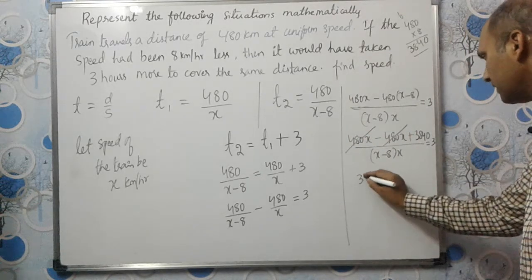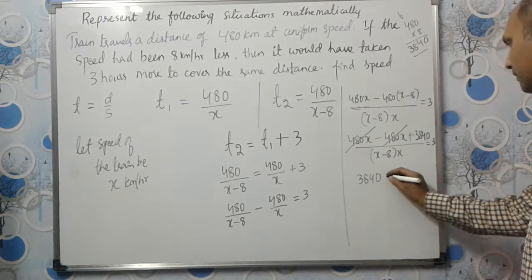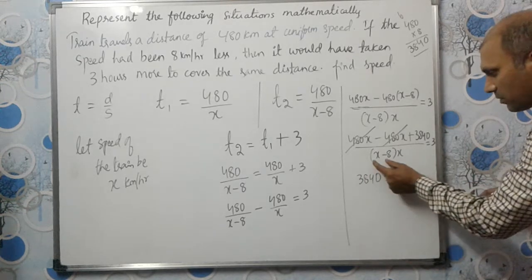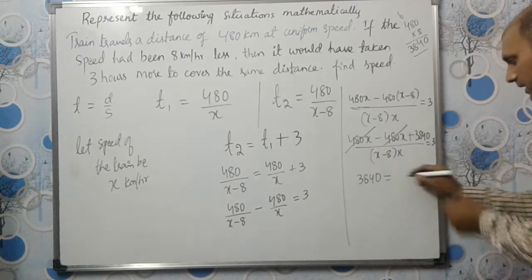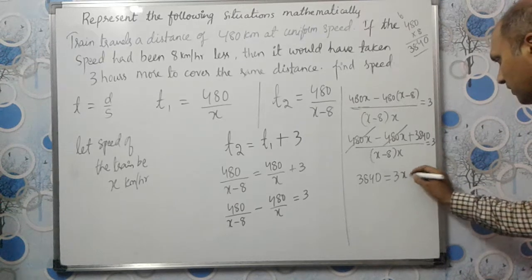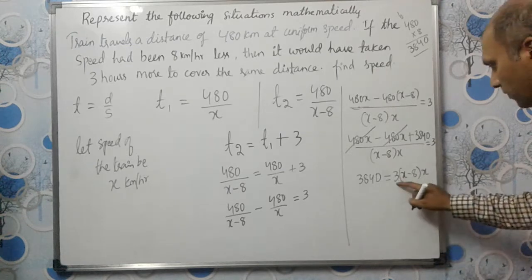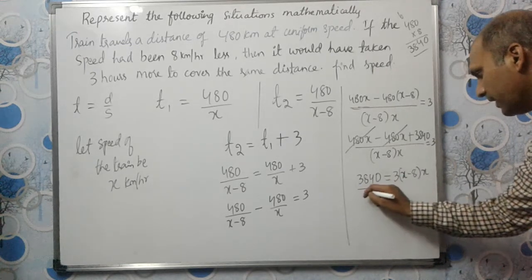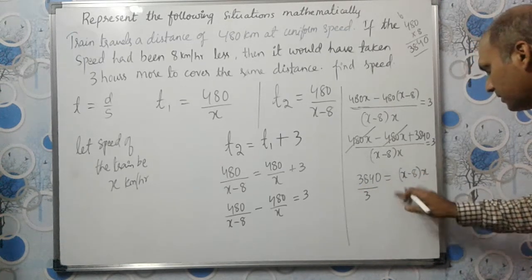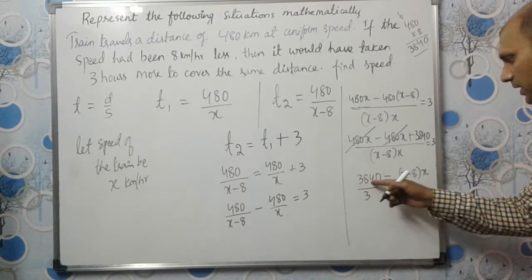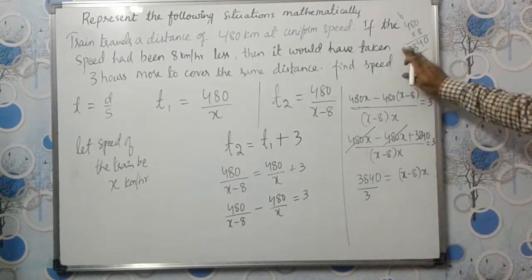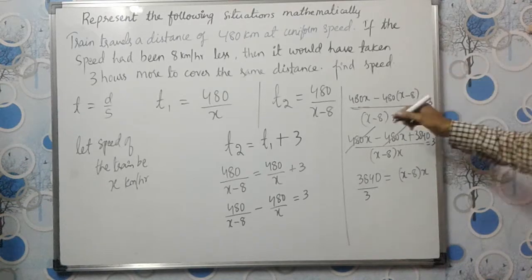So what do we have finally? 3840 is equal to, we are sending this x minus 8 into x on the other side. So it will multiply with this, right? So it will become x minus 8 multiplied by x. See, we can send this 3 on the other side and divide. So I am writing this step because I don't have place here. So 3840 divided by 3. It will divide. Let us check. Let me write here.